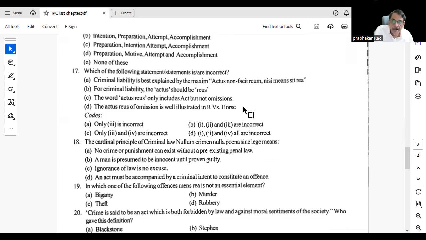Which of the following statements is incorrect? Criminal liability is best explained by the maxim actus non facit reum nisi mens sit rea. In the explanation, I told you two maxims have to be remembered so far as mens rea is concerned. One is this one. For criminal liability, the actus should be reus. The word actus reus only includes act but not omissions. The actus reus of omission is well illustrated in R versus Instan.